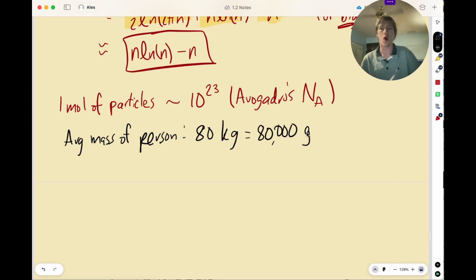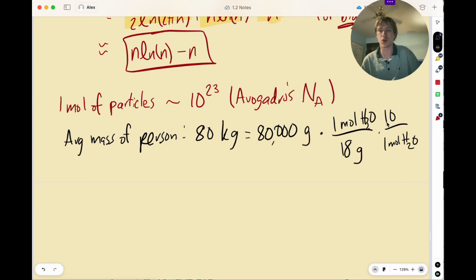Okay, now 10 to the 23rd water molecules weighs 18 grams. And if you want to know where I got the 18 grams from, take chemistry. It's the molar mass, if you want to look that up. But the idea is that there's 18 grams in 1 mole of water, and in 1 mole of water, H2O, there are about 10 to the 23rd particles, we'll say molecules.